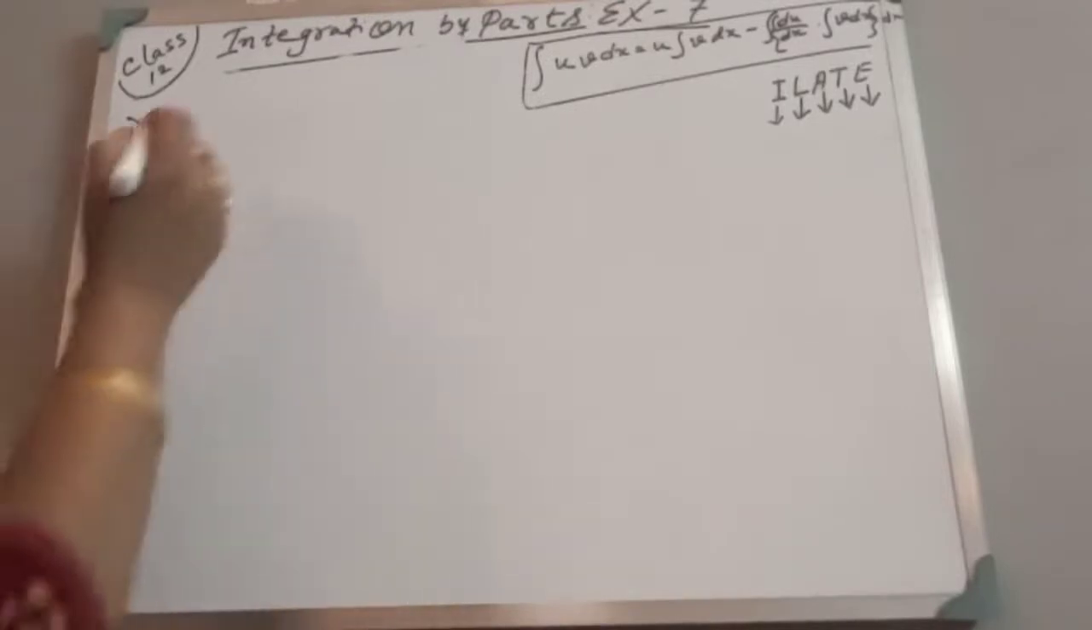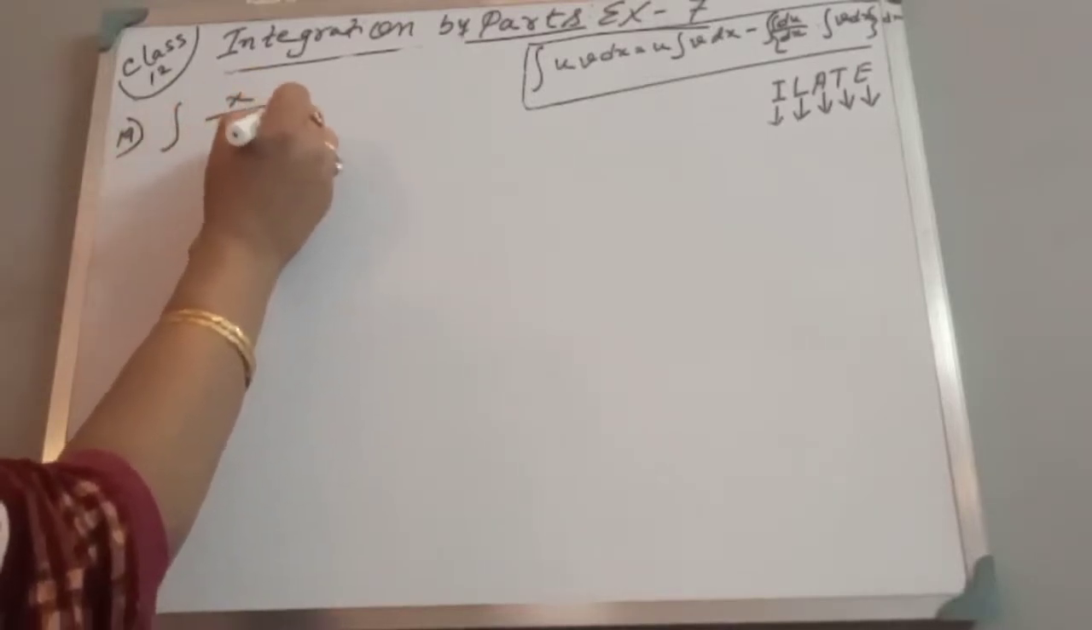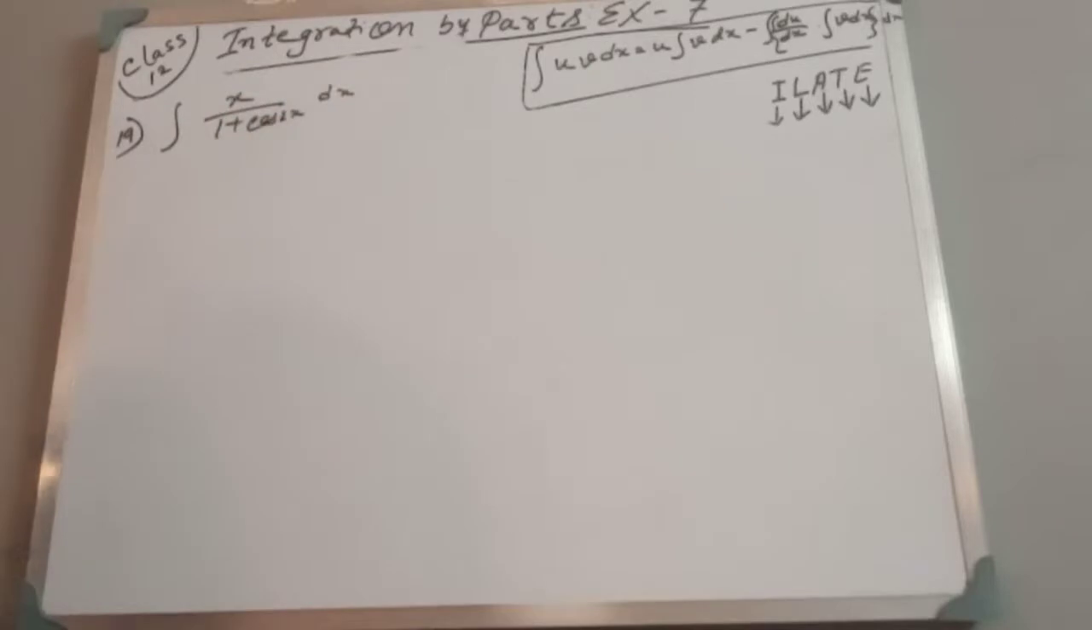Class 12, we are continuing the chapter, exercise 7, integration by parts. Now this is sum number 19. Integral x by 1 plus cos 2x dx, obviously.